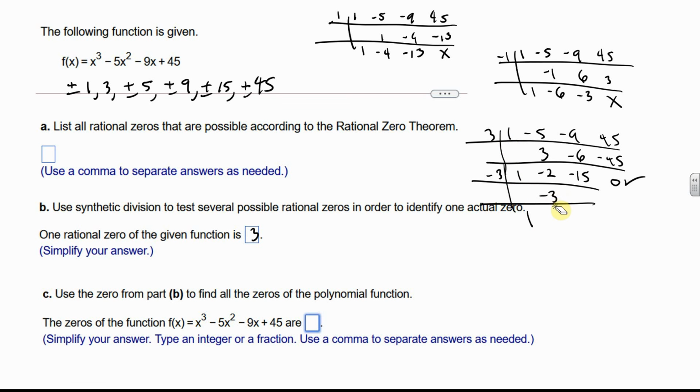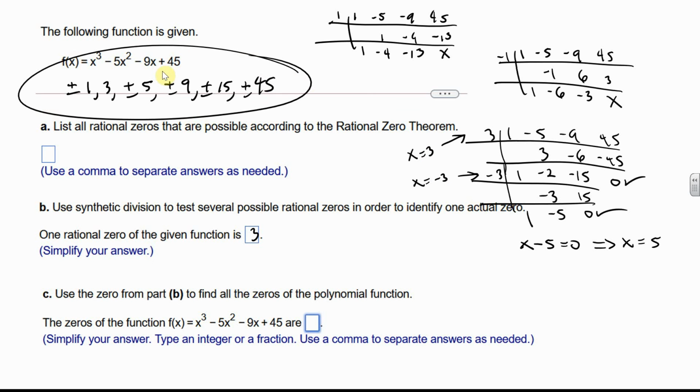So this is negative 3, negative 5, 15, 0. Boom. We get it. So here's what this says. This factor says that x is equal to 3 is a zero. This says that x equals negative 3. And look at this factor right here. This is x minus 5 is equal to 0. So that implies that x is equal to 5. So I have 3 zeros, right? They are the 3, negative 3, and the 5, and they come out of this big set. So I list here 3, comma, negative 3, comma, 5.